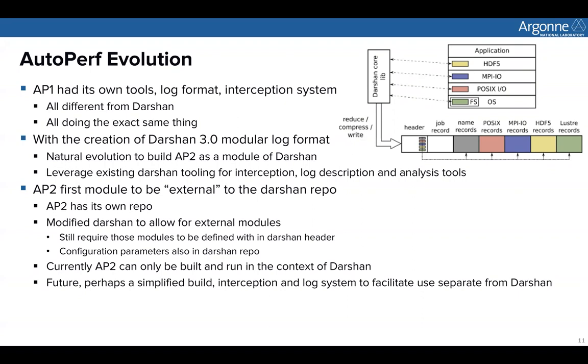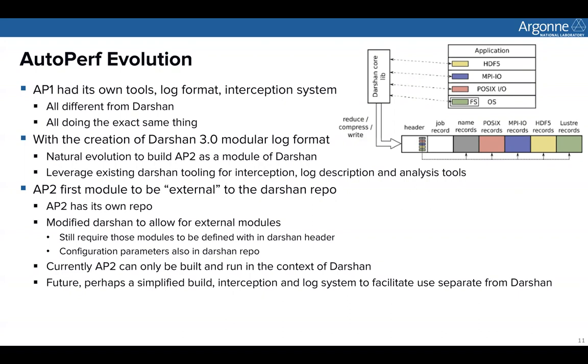And so we ended up deciding, let's just use all of this existing tooling that's got a lot more seasoning than the stuff we wrote for Autoperf 1, which was specific to Mira, and then just build Autoperf as separate modules. When we created Autoperf 2, the slight difference is that this is the first module that's external to the Darshan repo. All of these other modules you would just find in the Darshan repo, but ours actually lives in its own repo.